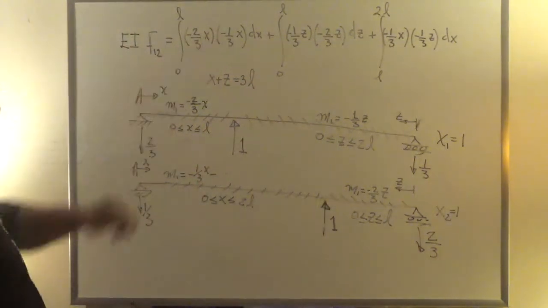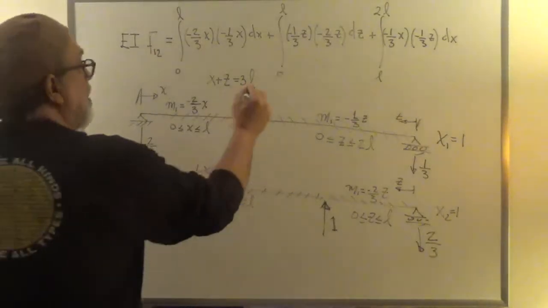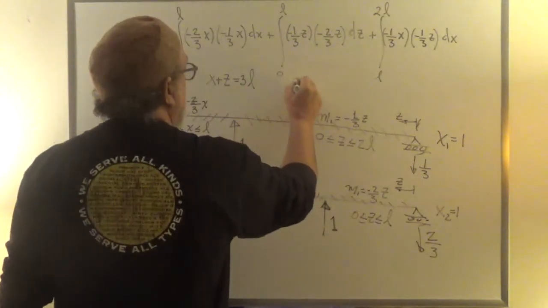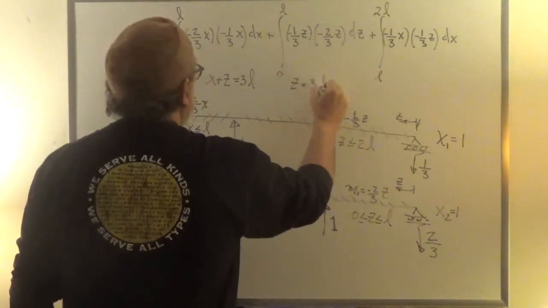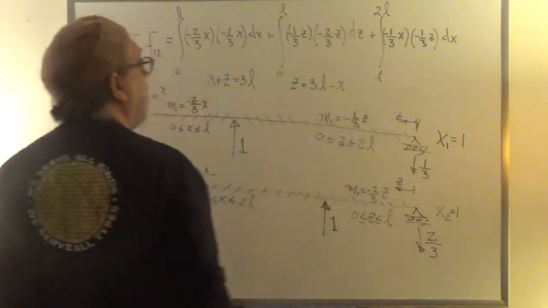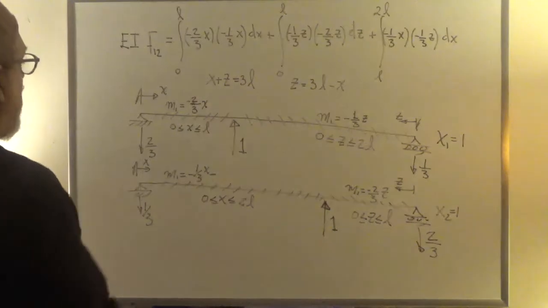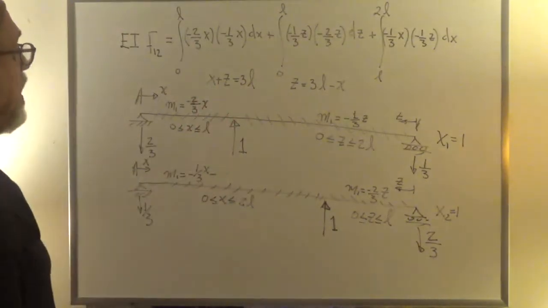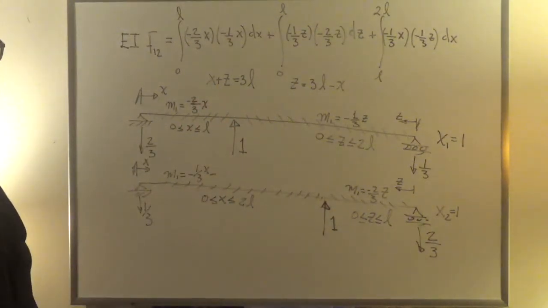Therefore, if we decided to integrate with x, we can just simply say that z is 3L minus x, right? So that's one way to avoid having to do a third coordinate. Then, if we accept that that is true, actually, we have to accept that that is true because it is true, right? Now, I don't have any more room here.